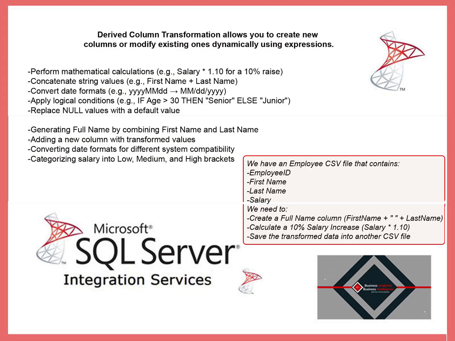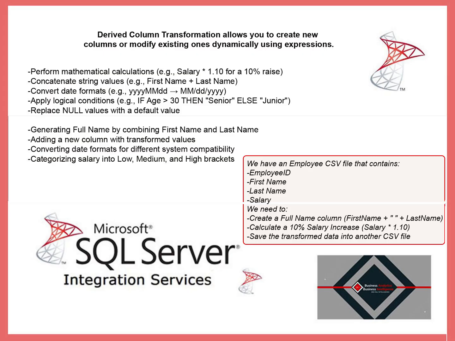So now, why do we use derived column transformation? It is because it can perform mathematical calculations. For example, if you want to create a new column dynamically, you can use derived column transformation. For example, salary times 1.10 for a 10% raise. You can concatenate string values, first name plus last name. You can convert date formats. You can apply logical conditions. Suppose you have sales above 500, you can create a new column with respect to the condition. You can give it as higher sales and give the else condition as lower sales. Or you can replace null values with a default value.